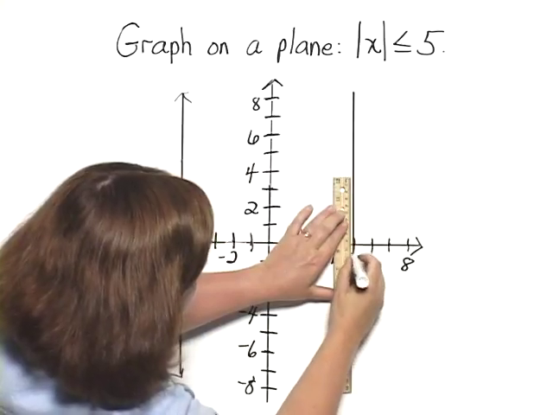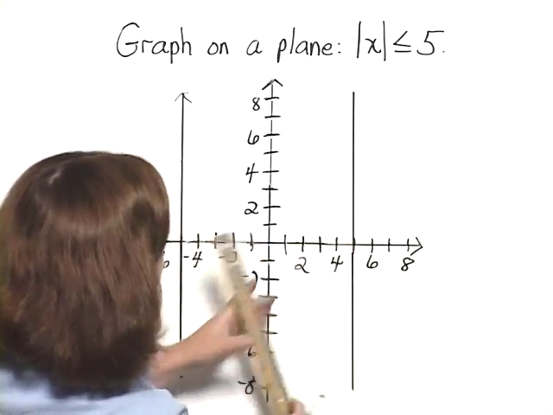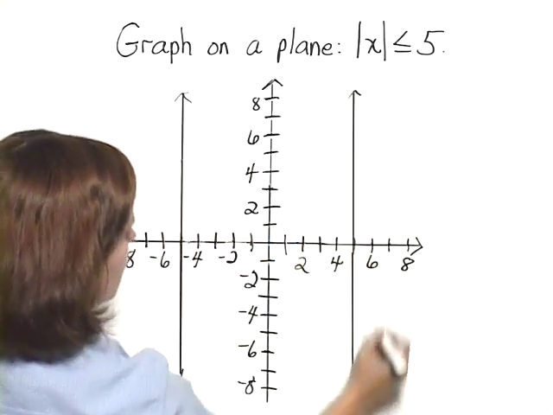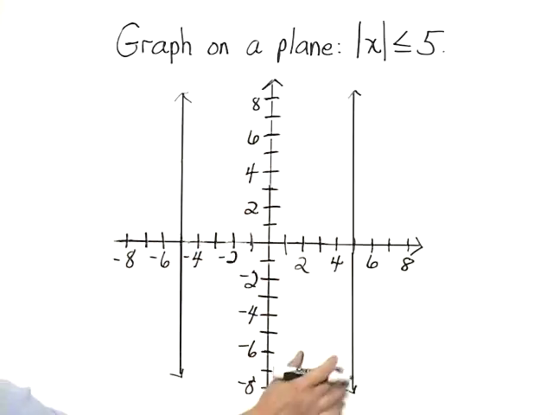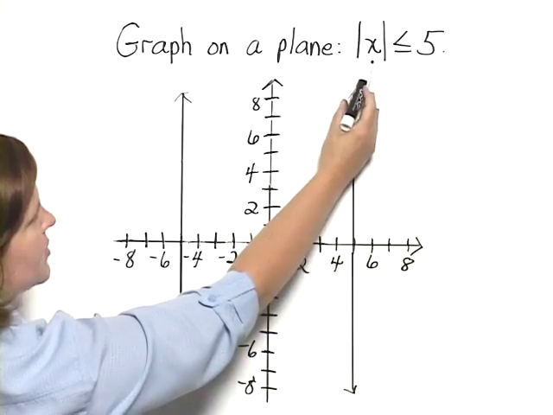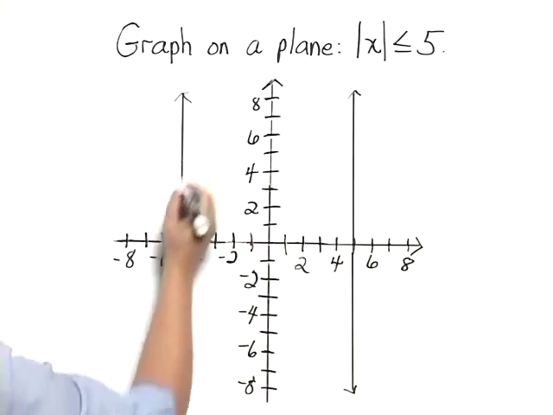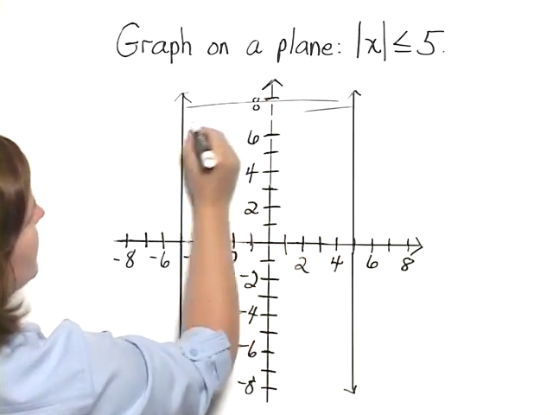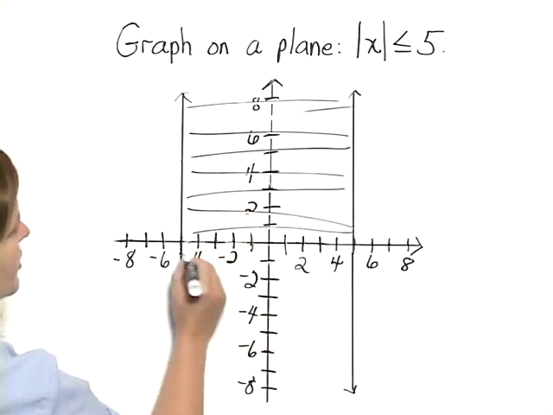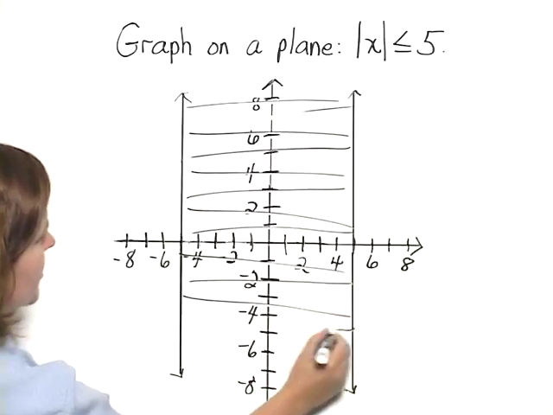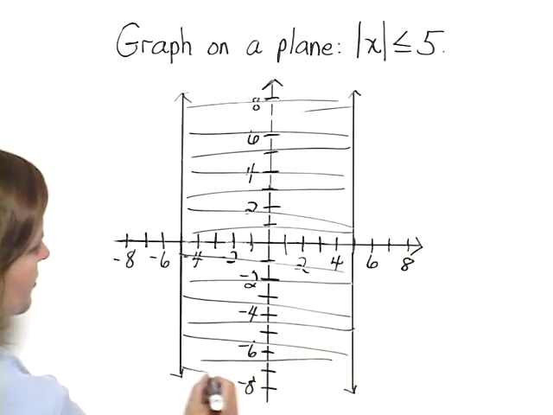graph of this inequality, because between these two lines, all of the points between these two lines, and including the lines, have an absolute value of the x-coordinate less than or equal to 5. So the graph would simply be the section of the plane that is in between these two lines, x equals 5 and x equals -5.